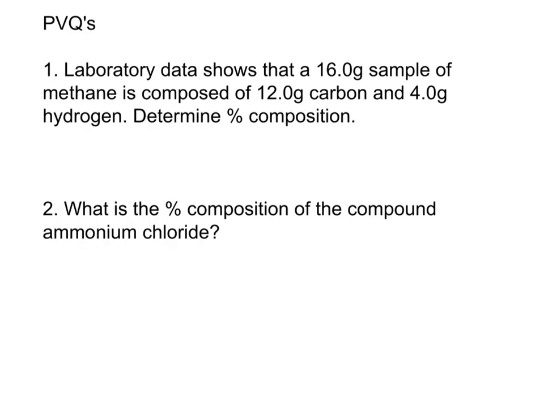Okay, students, so we have 2 post-video questions for you, one of each kind of percent composition problem. The first one, we're going to use some laboratory data. You have a 16-gram sample of methane, and it's composed of 12 grams carbon and 4.0 grams of hydrogen. Determine the percent composition of each element. All right, second one, we're going to use the chemical formula to determine the theoretical percent composition for the compound ammonium chloride.